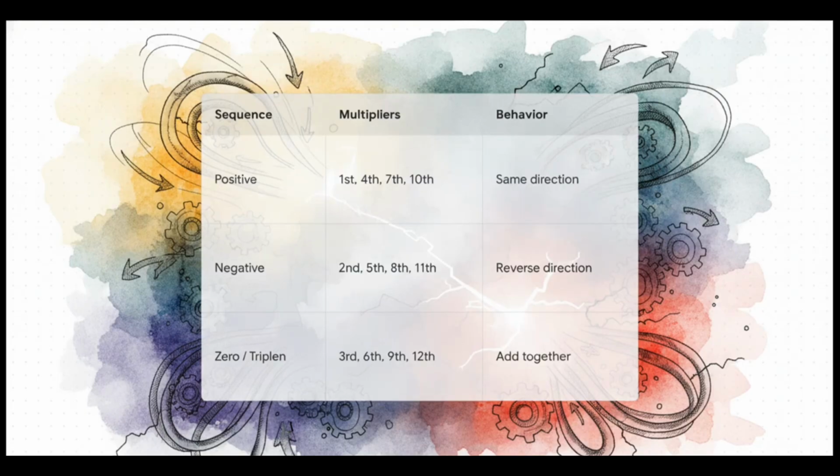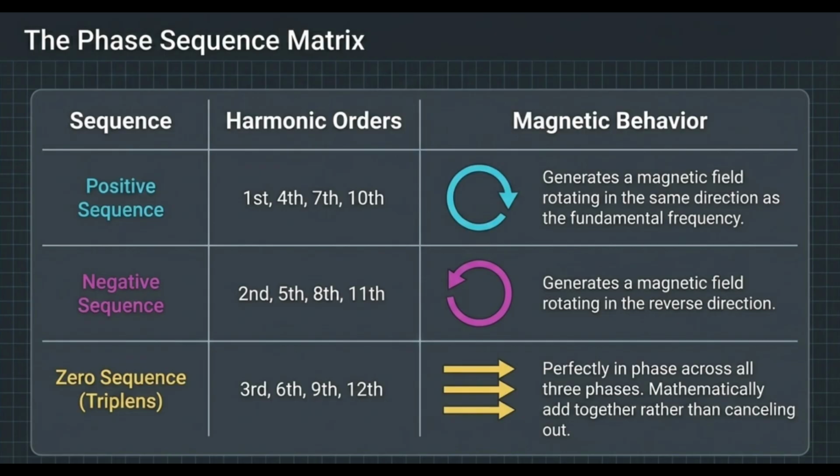If we look at these odd harmonics by their phase sequences, we can see exactly how they physically attack our systems. Positive sequence harmonics, like the 7th, create a magnetic field that actually rotates in the same forward direction as the fundamental power. But negative sequences, most notably the 5th and 11th, do the exact opposite. They generate a magnetic field that rotates in reverse, literally fighting the forward momentum of rotating machinery.